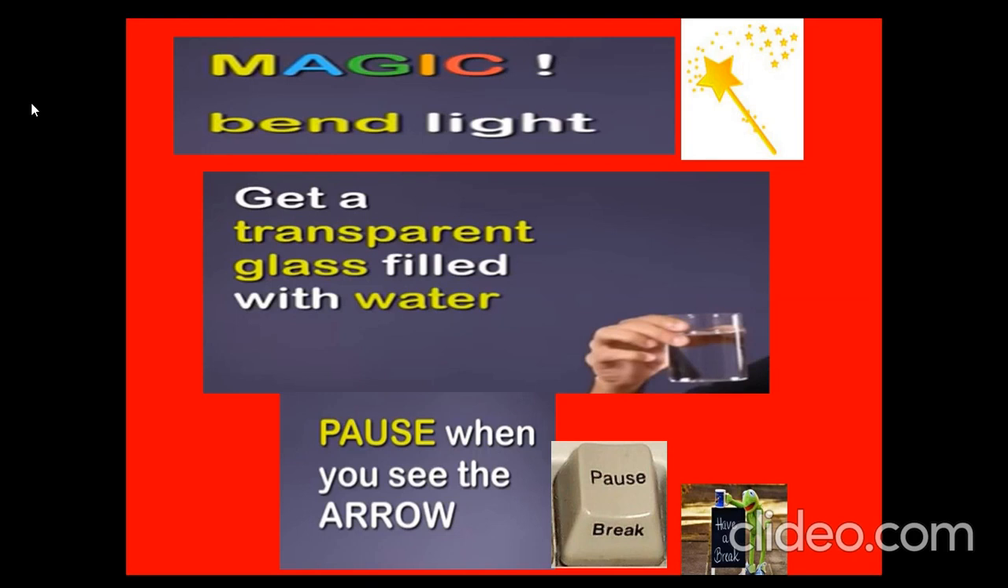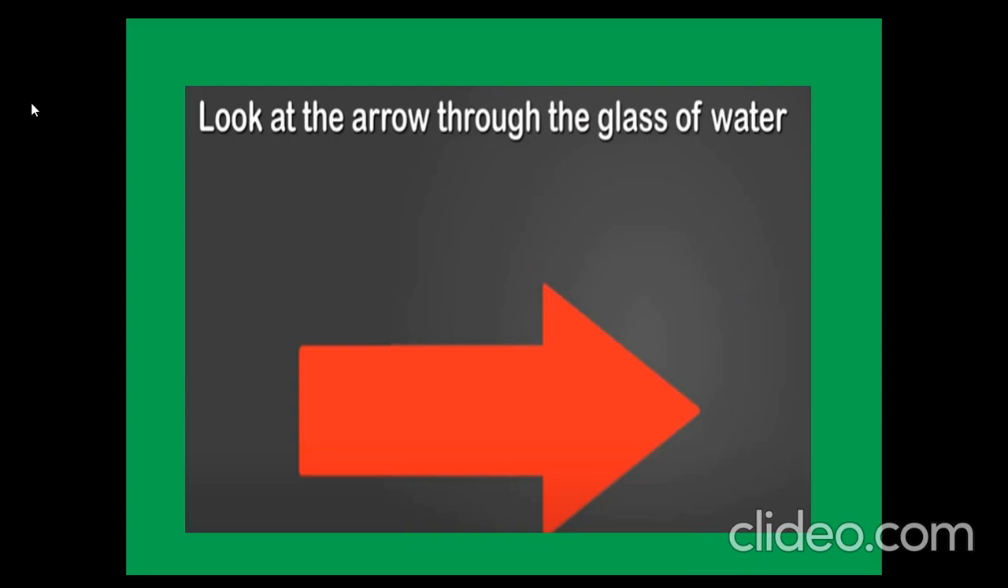Pause the video and get a glass tumbler filled with water. Pause when you see the arrow. Look at the arrow through the glass of water. Those who did this activity on Friday will be understanding what I want them to see.